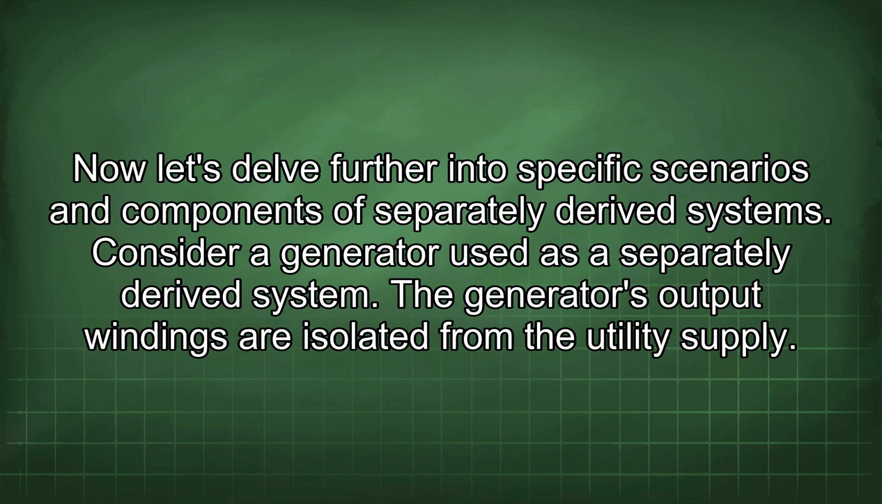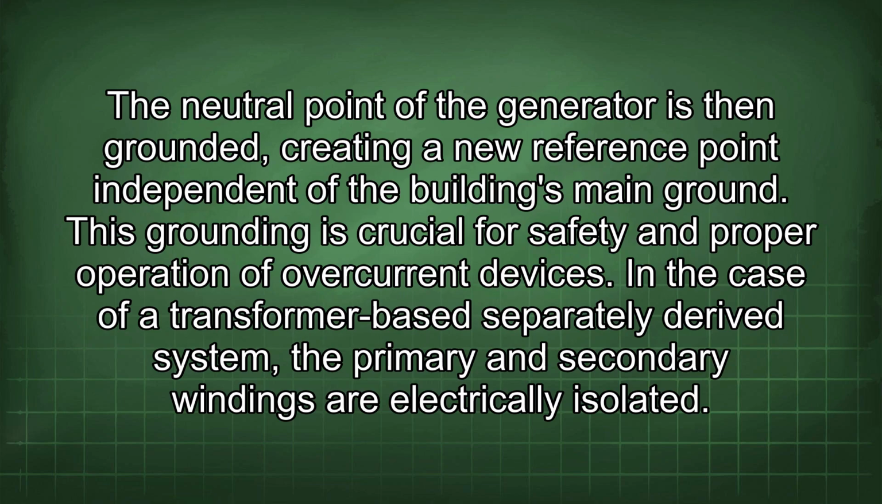Now let's delve further into specific scenarios and components of separately derived systems. Consider a generator used as a separately derived system. The generator's output windings are isolated from the utility supply. The neutral point of the generator is then grounded, creating a new reference point independent of the building's main ground. This grounding is crucial for safety and proper operation of overcurrent devices.